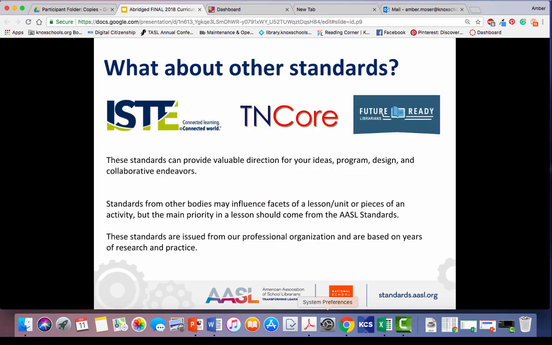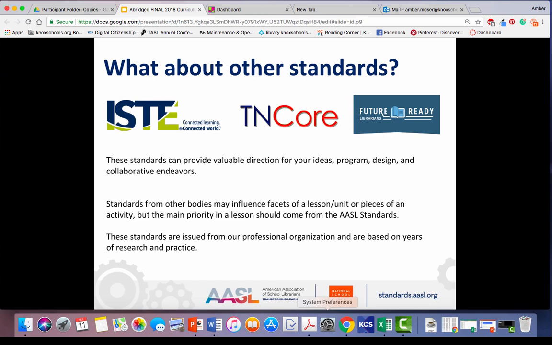Okay, so standards, standards, standards. You've already heard me say that word several times today. There are lots of standards that influence us as librarians. As you know, we have ISTE. We have 10 core, the content area standards that many of you collaborate around and coordinate with in your programs. And we also have future ready program standards. All of those are valuable in providing you with some direction for your program and providing you with some fresh ideas and ways to lean into the future with your program.